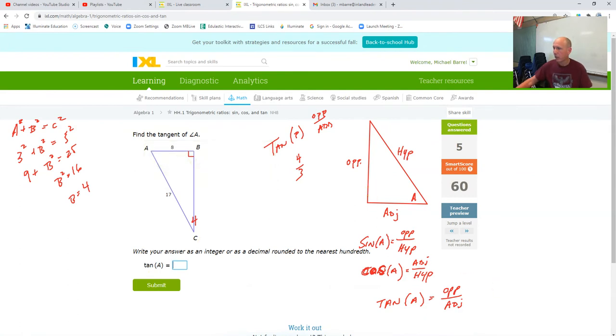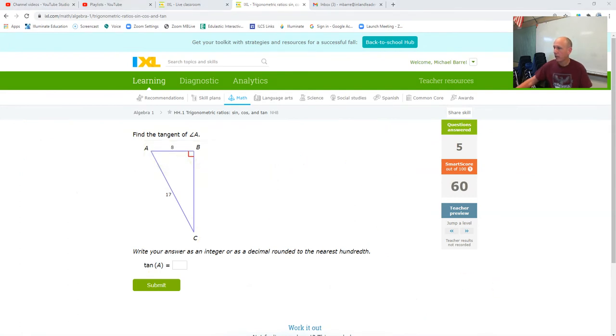Same thing. I've got to use the Pythagorean theorem, and then I can solve this. Okay, so it's going to be 17 squared minus 8 squared, which gives me 225. So this side right here is 15, and now I'm doing tangent of A, so opposite over adjacent, so 15 over 8, which is 1.88 with the rounding.